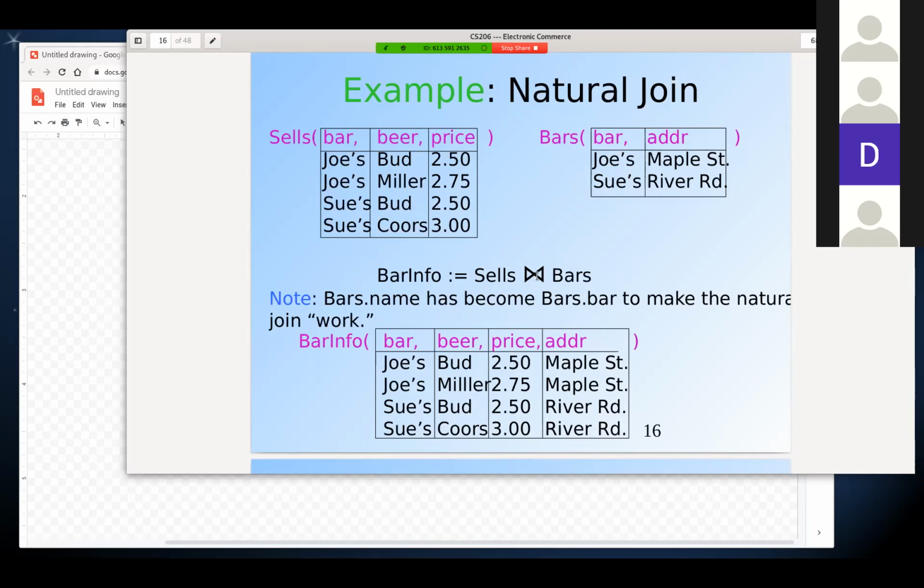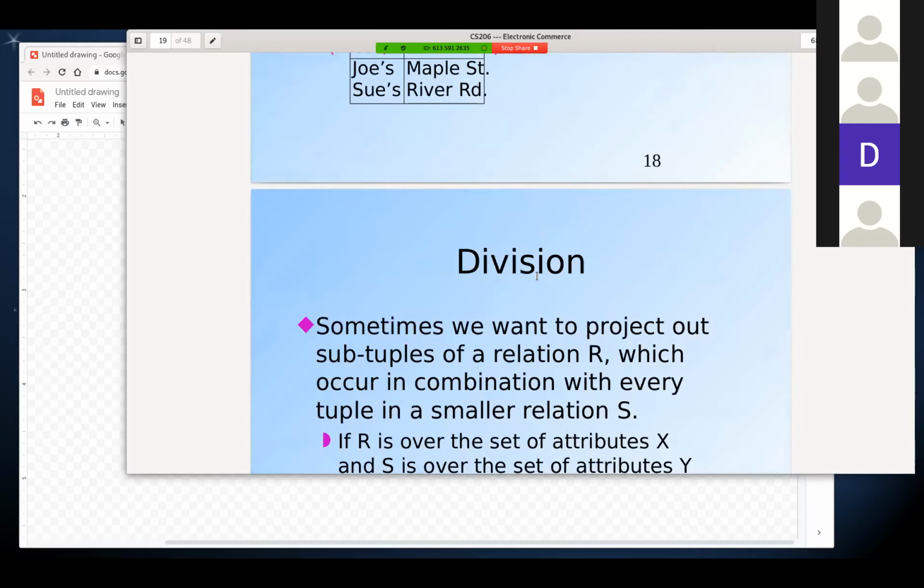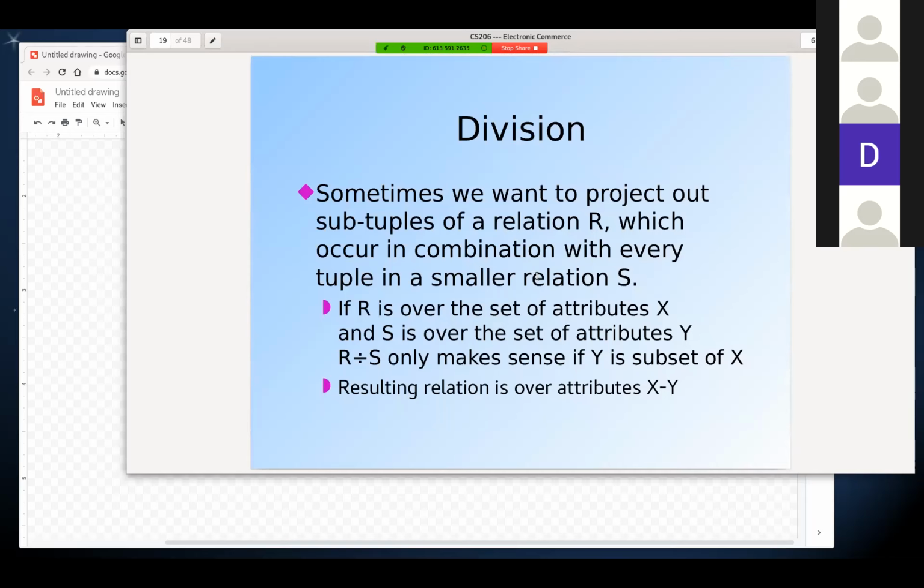That'll come in handy. Renaming, we did that already. Now we get to division. This is where things get a little more complicated for students a lot of times. First of all, the division operator is not elementary. You can define the division operator with the basic operations in the relational algebra.